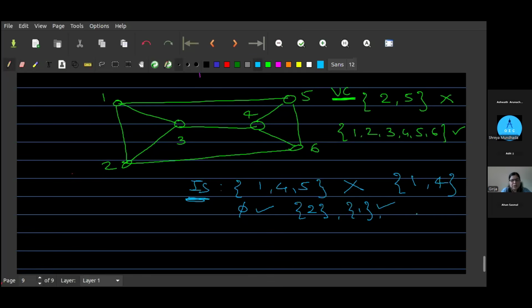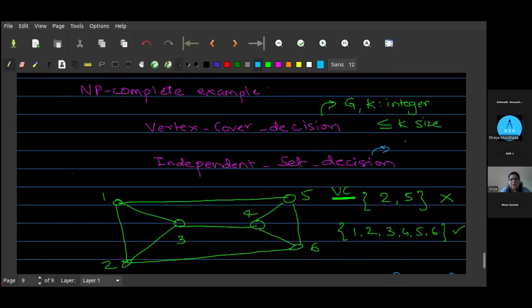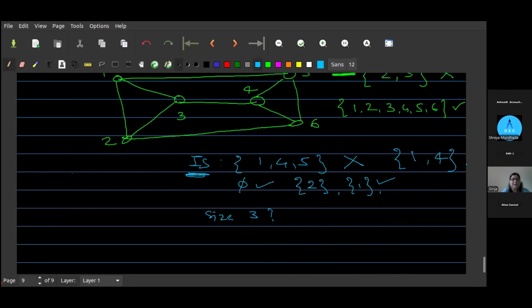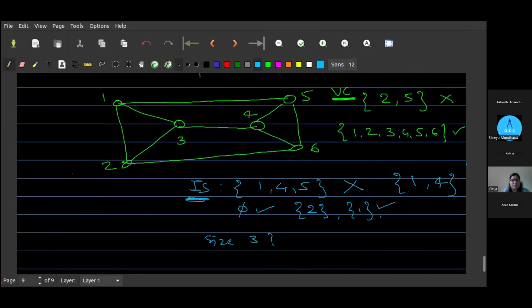So somebody asked this question: can we find an independent set of size 3? But before that, let me talk about the decision version. We are given G and k, and we ask: is there an independent set of size at least k? Because we want to maximize it, we put a lower bound. Is there an independent set of size at least 3 here? The answer will be no. There is no size 3 independent set here.